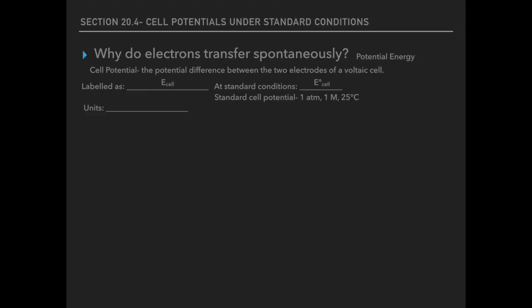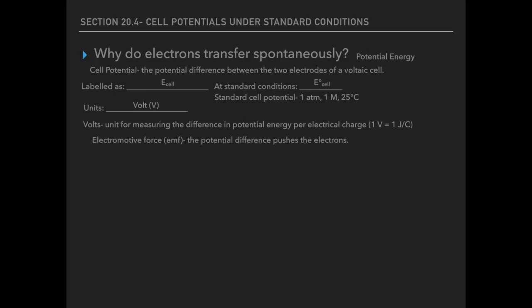The units for cell potential are going to be volts. So volts, the unit for measuring this potential energy difference, it is the difference in potential energy per electrical charge. And so 1 volt equals 1 joule per coulomb. And then just one more term that we use when we're talking about cell potential is the electromotive force. Now that concept results from the fact that the potential difference between your two electrodes causes the electrons to be pushed. So it's an electromotive force that pushes the electrons from one electrode to another electrode.